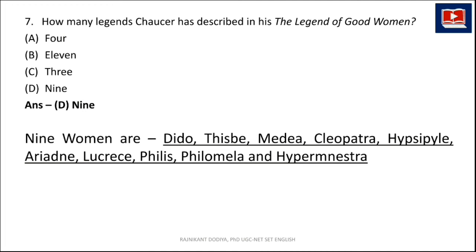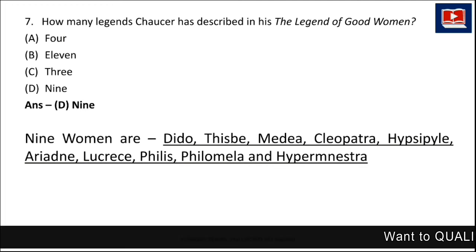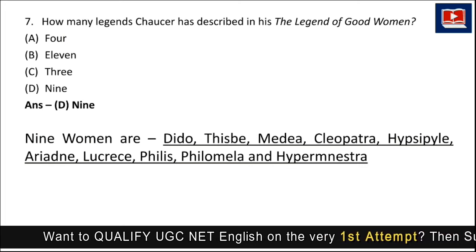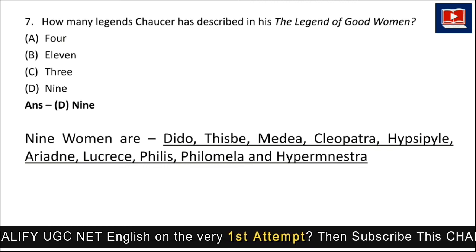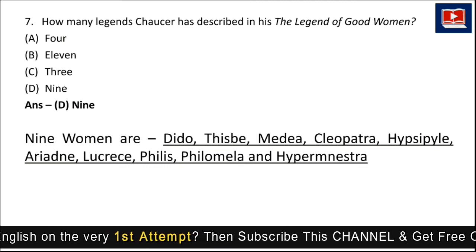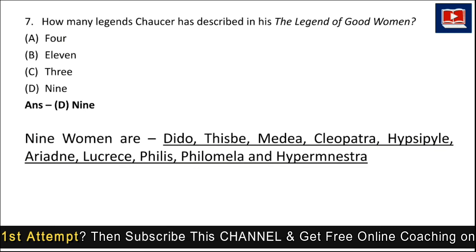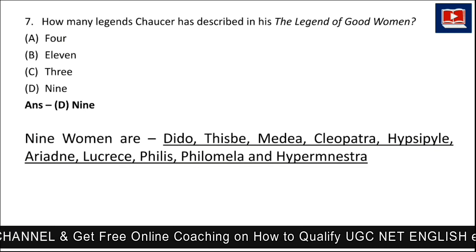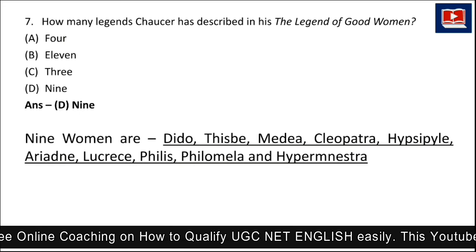Okay, so it is Chaucer's third longest poem, written in a dream vision, which narrates the stories of the 9 different women that we have mentioned here. It is in iambic pentameter. The pattern here is iambic pentameter couplets, also known as heroic couplets.